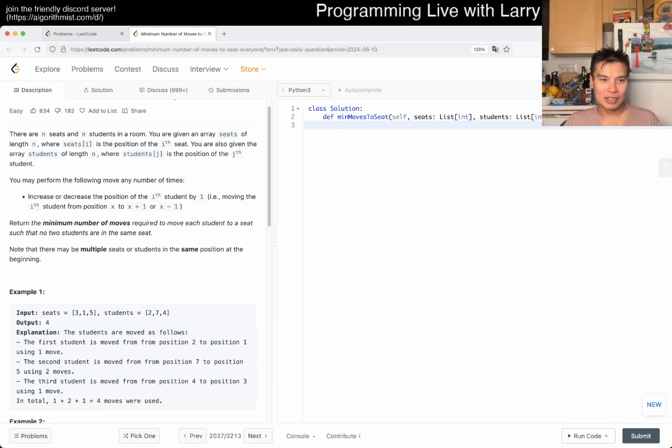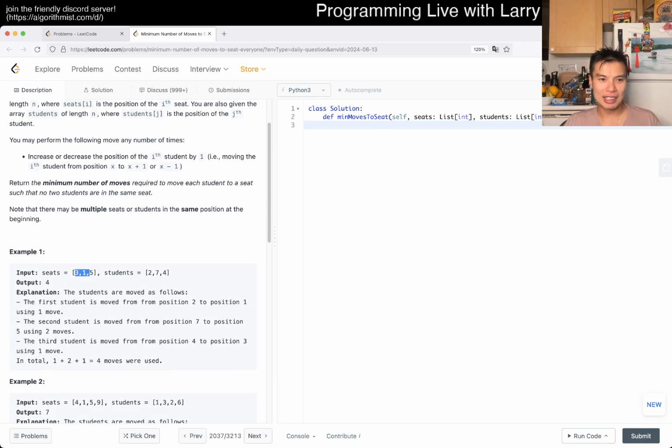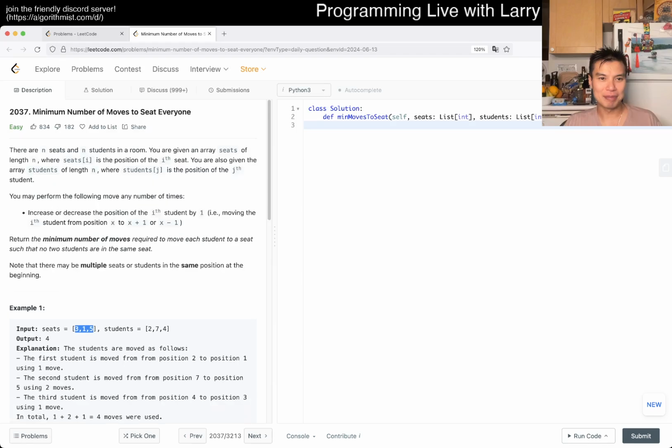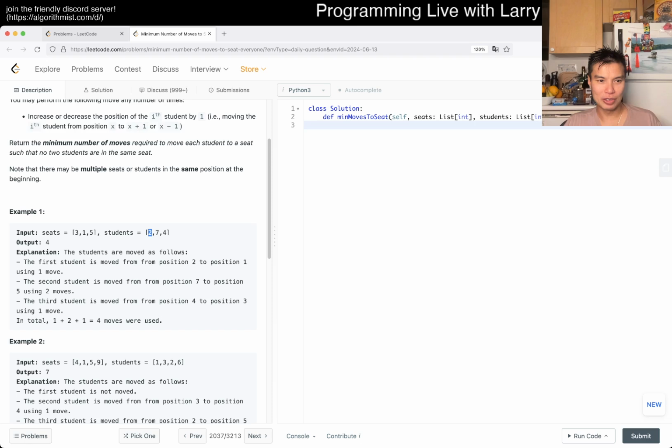No two students are in the same seat. Note that there may be multiple seats or students in the same position. Okay, so what does this mean? Do they have to go to the same seat, or how does this work? Like 2 to 1, 7 to 5, and then 4 to 3. Okay, so yeah.